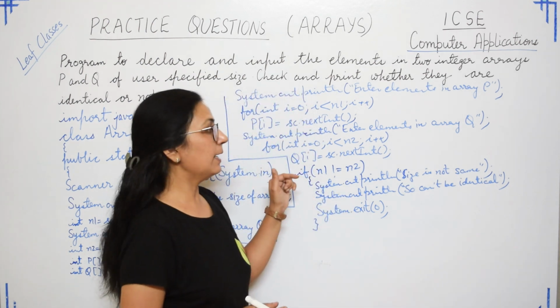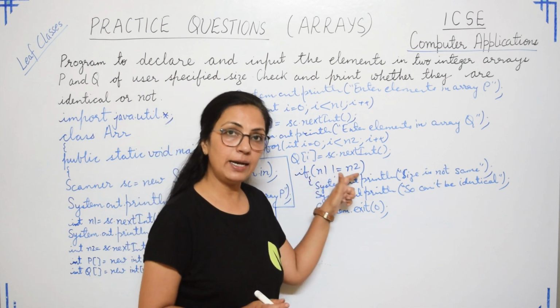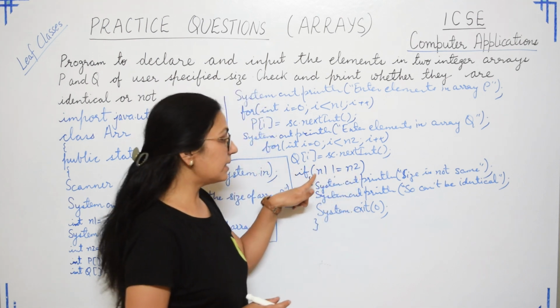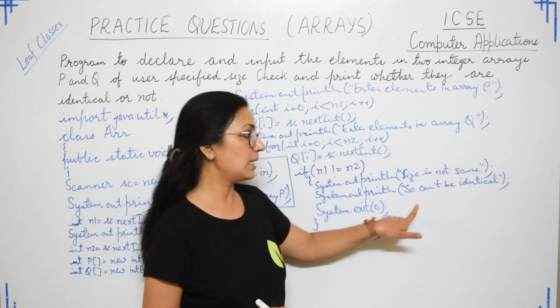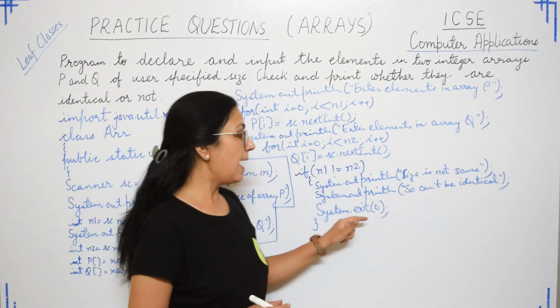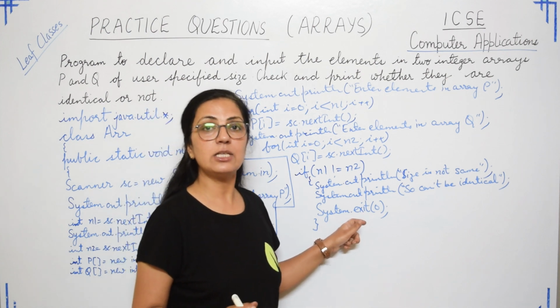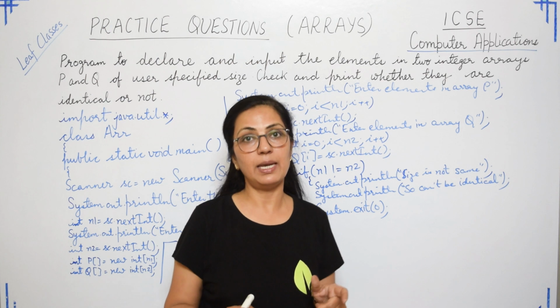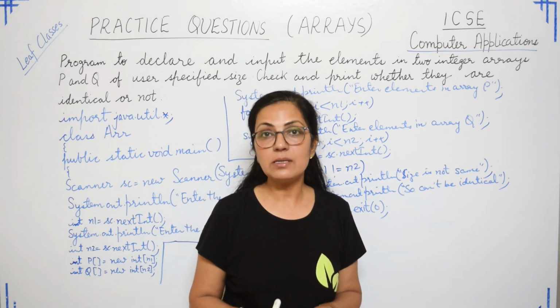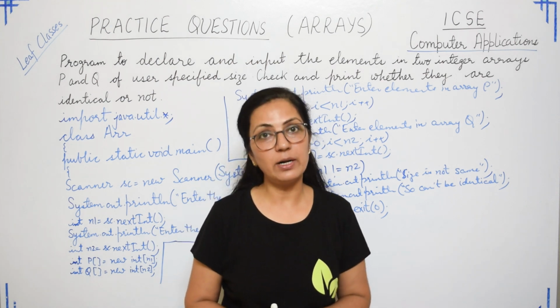So if in case the value of n1 and n2 is not same, this block will be executed. It will display size is not same, so can't be identical. And System.exit(0) will take you out of the program. It will terminate the program. So this is the purpose of System.exit.